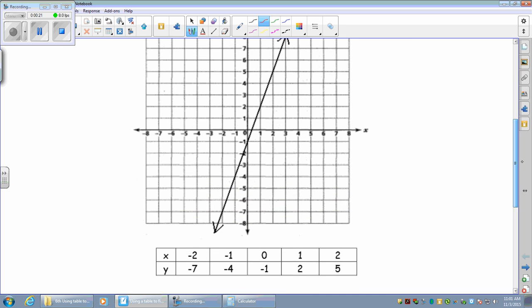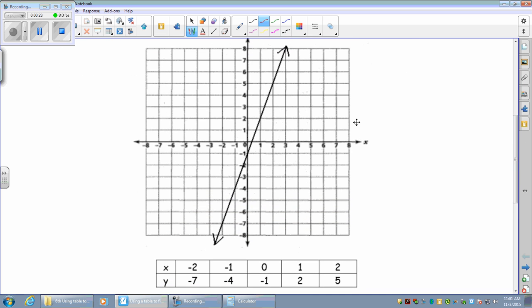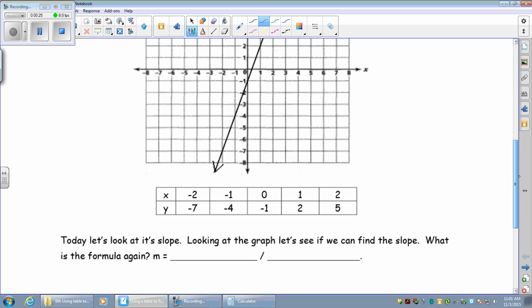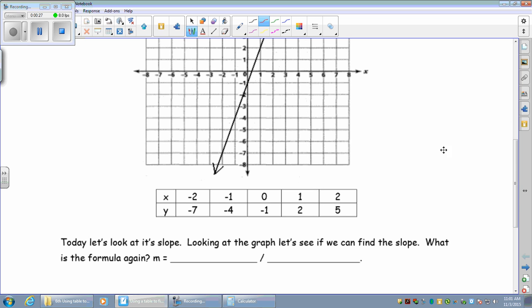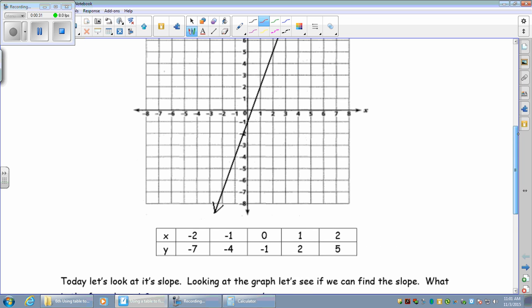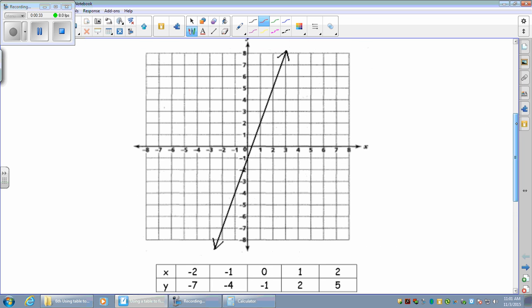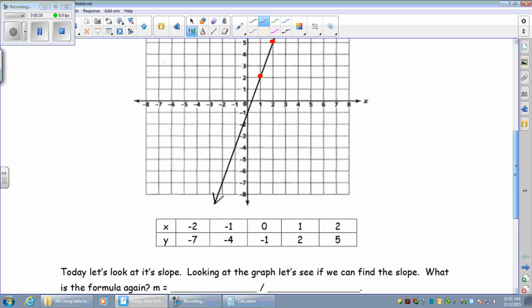So this problem where they give you a table and we typically have to fill them out. Now today let's look at its slope. Looking at the graph, let's see if I can find out what the slope is. So remember what I'm supposed to do. I'm supposed to put 2 nice points. And I'm supposed to count, what is that equation again?